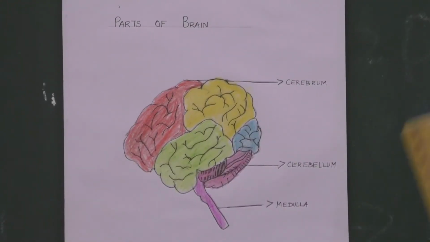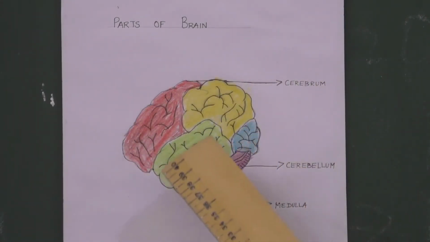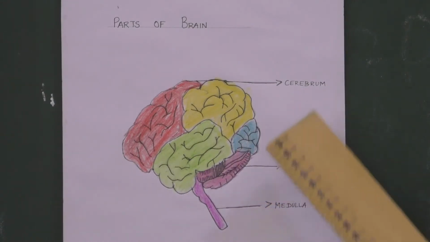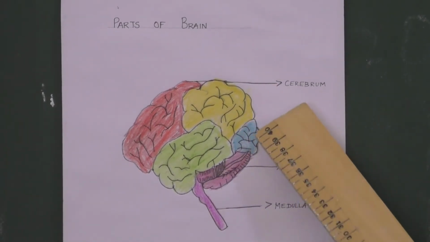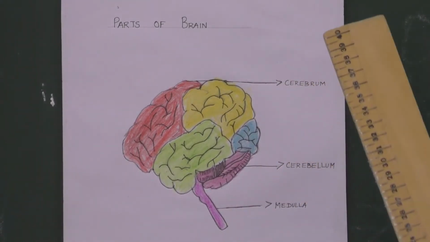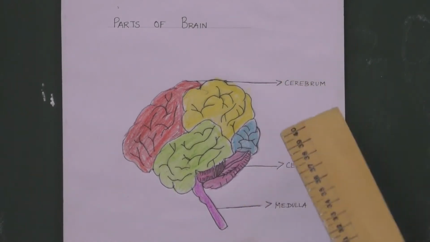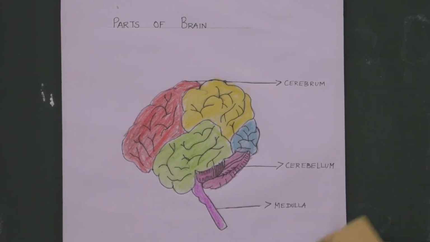Clear? Yes children, the human brain consists of three parts: the cerebrum, the upper part; the cerebellum, which is below the cerebrum, the lower part; and the third part is the medulla, which is stem-shaped. The cerebrum has control over the brain. The cerebellum has control over the movement of the body, and the medulla is responsible for the involuntary actions of the body.